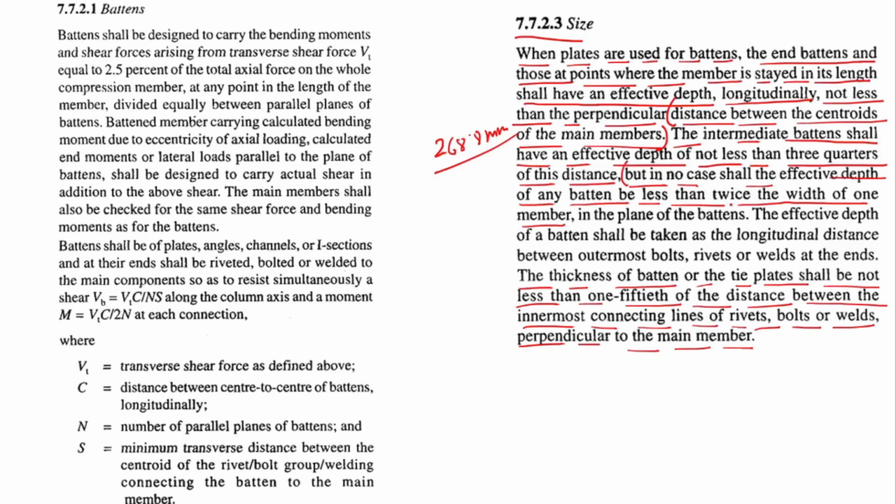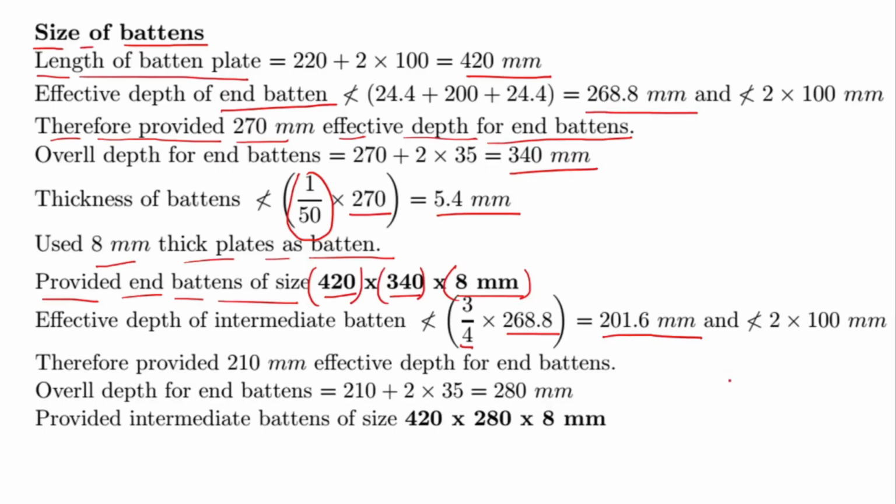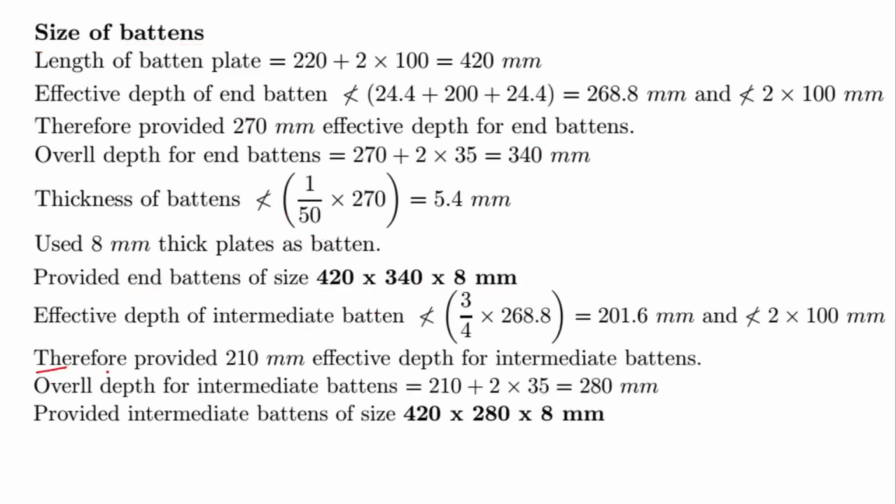And also this line is valid for intermediate batten. In no case shall the effective depth of any batten be less than twice the width of one member, 2 into width of flange, which is 200 mm. So the effective depth of intermediate batten should not be less than 201.6 mm and also not less than 200 mm. Therefore provided 210 mm effective depth for intermediate battens.